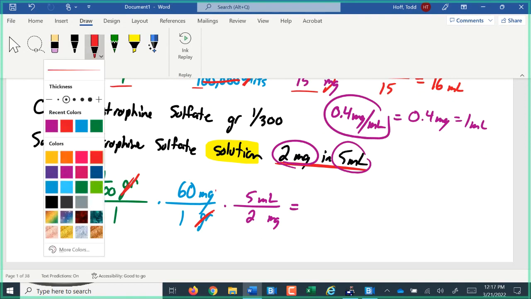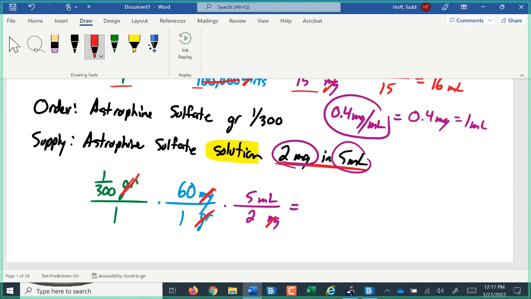Anyway, we're going to cancel out the milligrams, and now we have milliliters as our only unit, which is what we want. So 1/300th times 60 times 5 milliliters is actually 1 milliliter, over 1 times 1 times 2 is 2. That is 0.5 milliliters. So that's all you would administer to that patient is half a milliliter, or 0.5 milliliters.